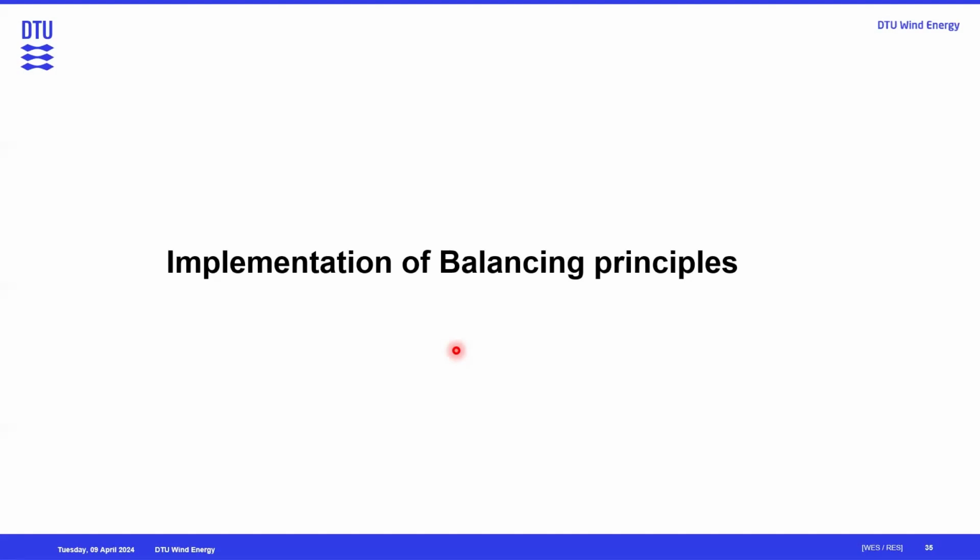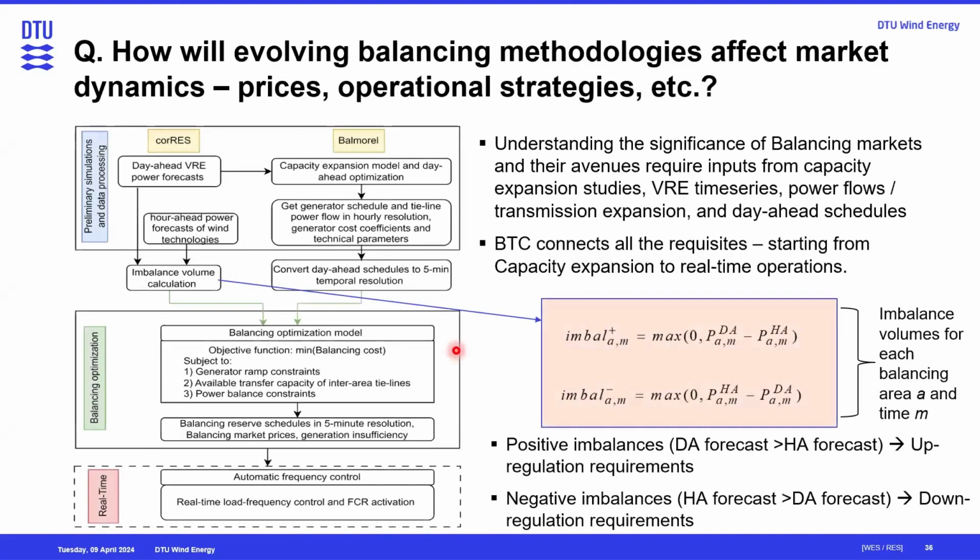Next question is, how do you implement this balancing principle? And then comes all the mathematics, right? So what you get is the day ahead VRE power forecast, which you also give to Balmorel for modeling the day ahead market, like we mentioned, and then Corelate also provides you the intraday forecast.